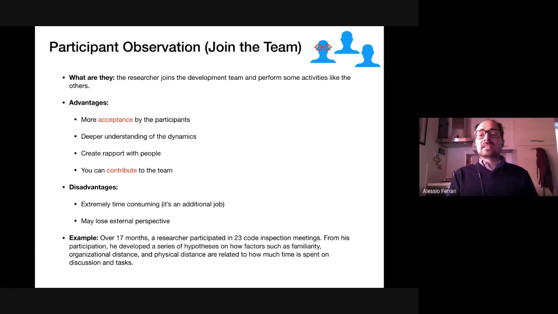Okay, and also participating as first subject in the inspection activities, because for familiarity, organizational distance, physical distance, if you are just observing, for example, familiarity is something that you may have an intuition about, but you don't really know. Okay, and the role played, you don't really know in detail. So in this case, you need to participate and also know the detail of what code reviewing, what code inspection is.